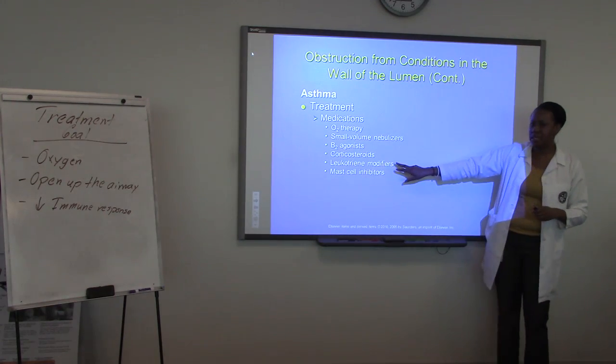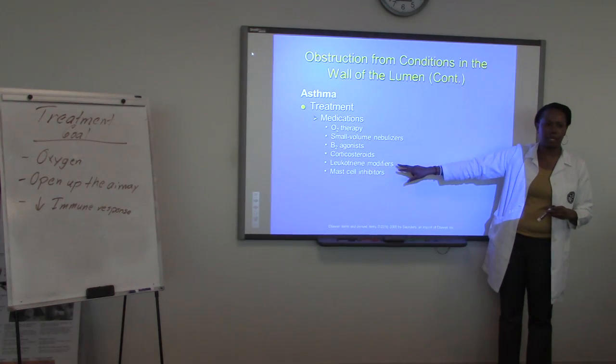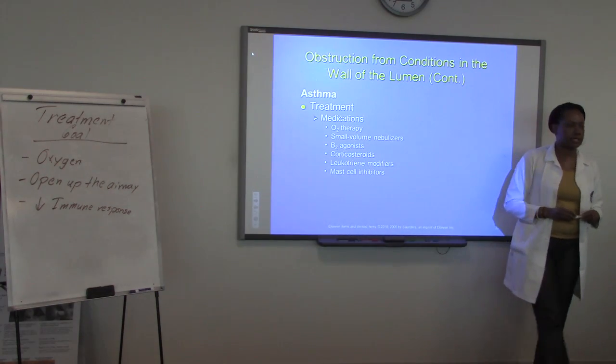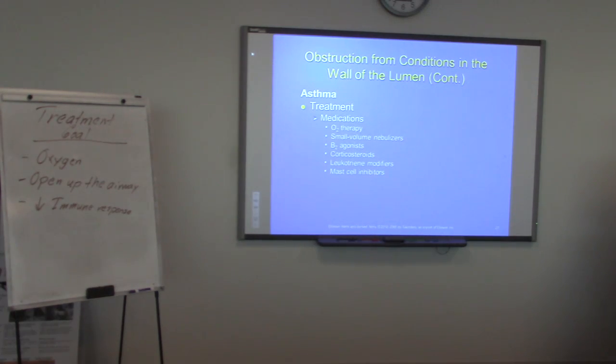And the very last thing, leukotriene modifiers and mast cell inhibitors. What do you think they're going to do? Reduce that immune response. Very good. Leukotriene modifiers and mast cell inhibitors will decrease the immune response. So those are the treatments.